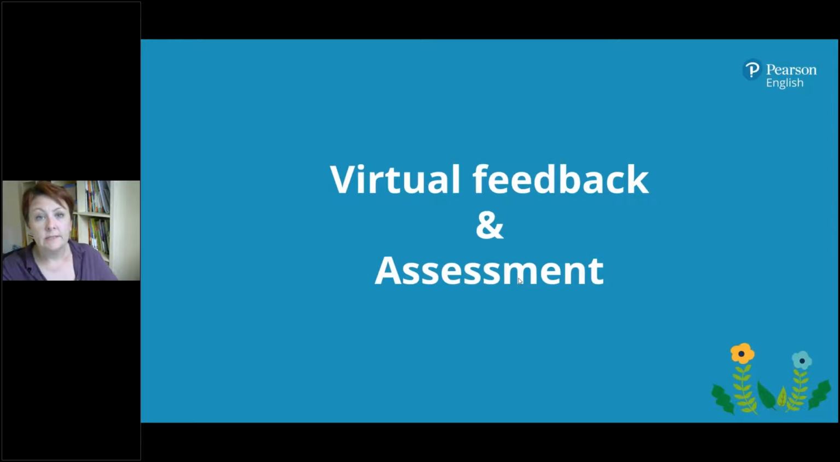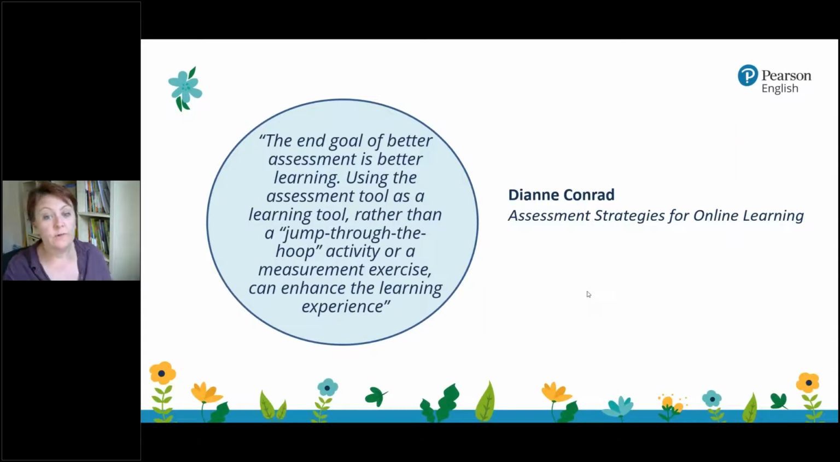Okay, so let's take a moment before we get to the end of our presentation today to look at virtual feedback and assessment. And I've just popped this little quote in here from Diane Conrad. If you don't know, this book is really, really interesting, and I highly recommend it if you're interested in this topic of assessment. But I'll just give you a couple of seconds just to read what she says.